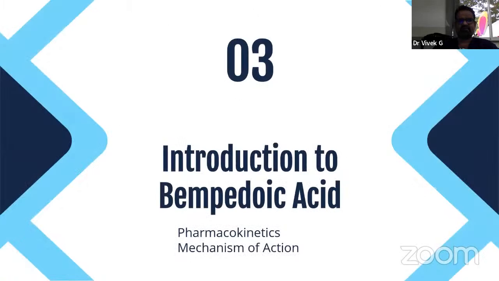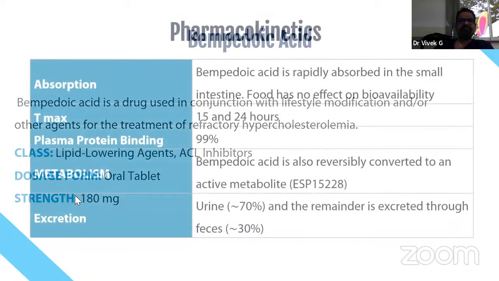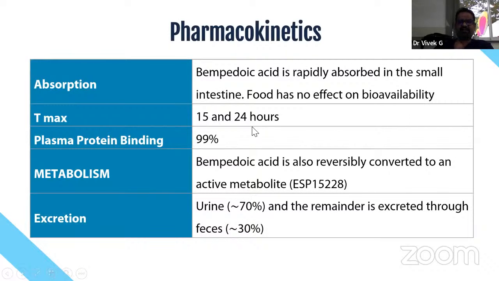So I'll give you a brief introduction of what bempedoic acid is. So how does it work? This was initially started off for treatment of refractory hypercholesterolemia, the familial ones. And then its indication extended to patients who are resistant or intolerant to statins, and as a monotherapy as well in the latest trials. Basically, it's an oral tablet, and you give it at 180 mg once a day. It's rapidly absorbed in the small intestine, and food has no effect on bioavailability. Tmax is 15 to 24 hours, and 99% is plasma bound. It is converted to an active metabolite reversibly, and its excretion is mainly in the urine and part of it in the feces.